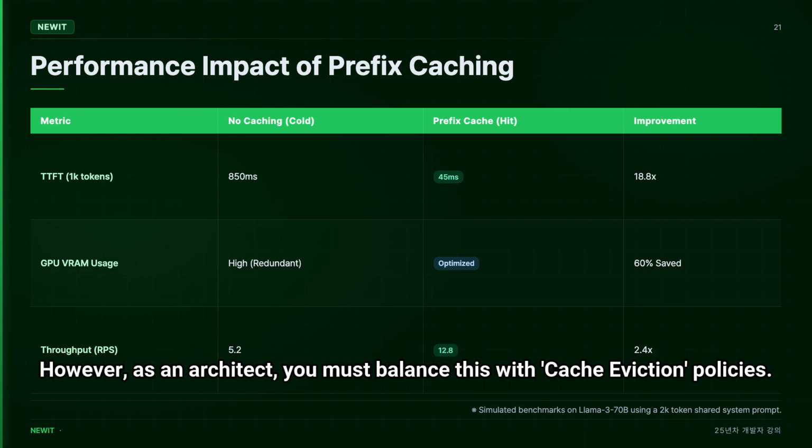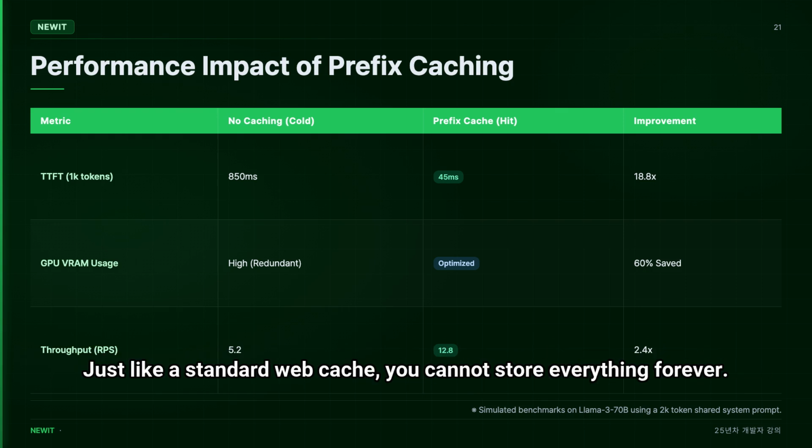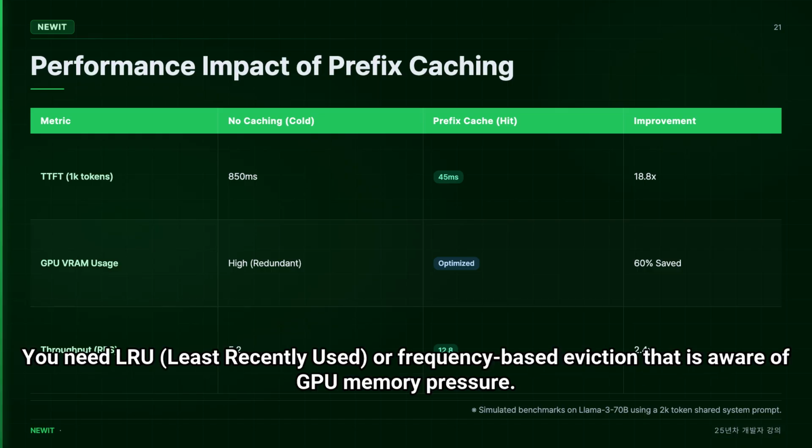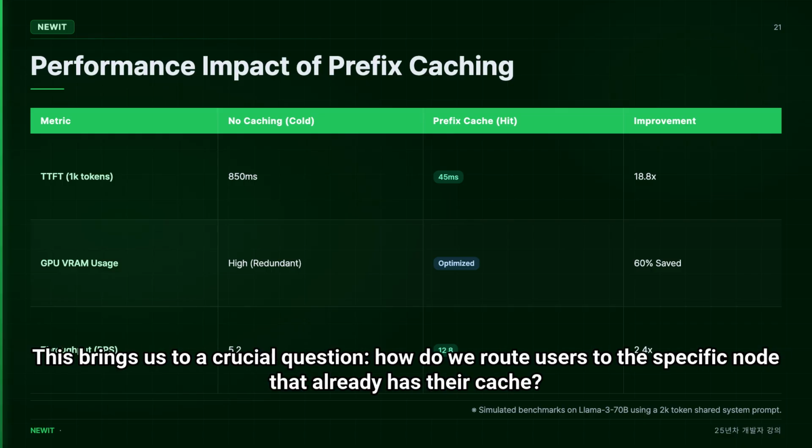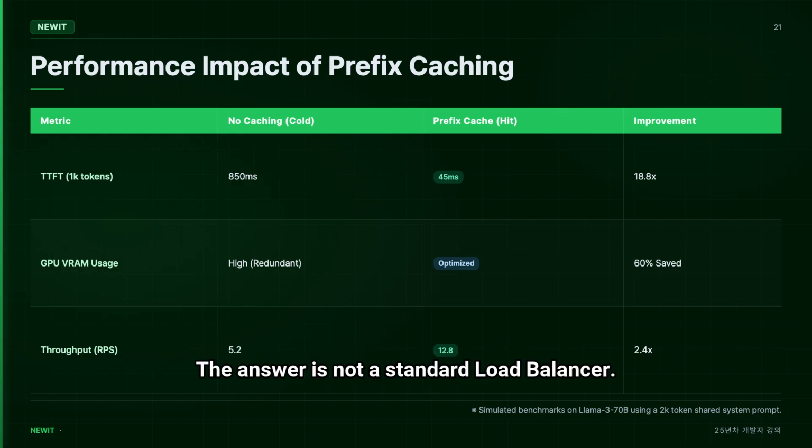It's a paradigm shift. However, as an architect, you must balance this with cache eviction policies. Just like a standard web cache, you cannot store everything forever. You need LRU, least recently used, or frequency-based eviction that is aware of GPU memory pressure. This brings us to a crucial question. How do we route users to the specific node that already has their cache? The answer is not a standard load balancer. We need something more intelligent.